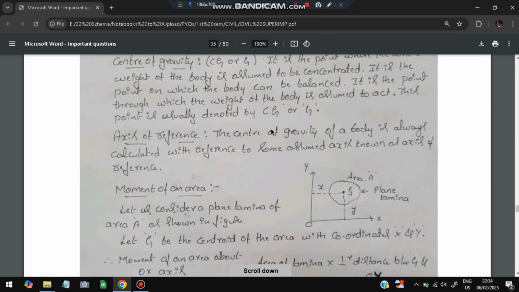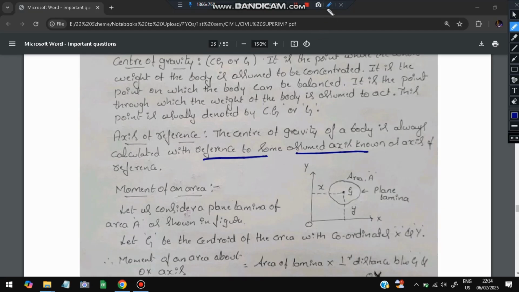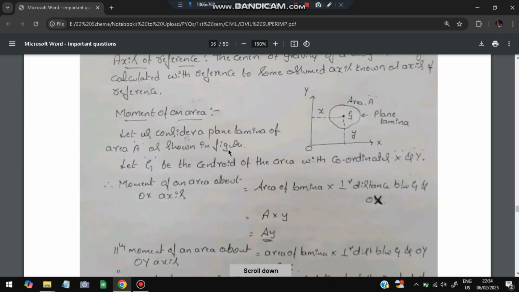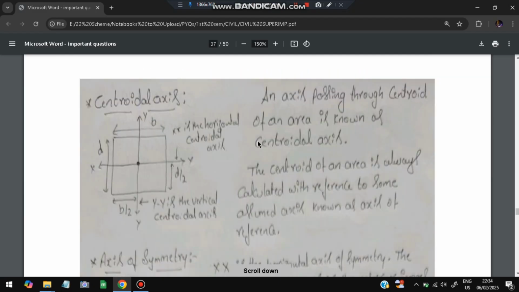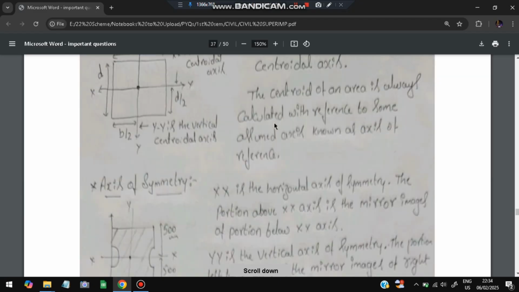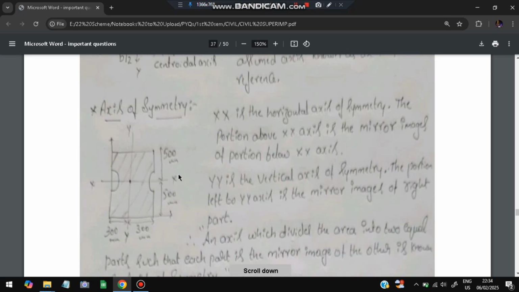What is the axis of reference? The center of gravity of bodies is always calculated with reference to some assumed axis known as the axis of reference. Next is moment of area. Moment of area is nothing but we consider a strip, calculate its area, and then integrate to find the whole area. That is called the moment of an area, the moment of the whole area. Next is centroidal axis. An axis passing through the centroid is called a centroidal axis. And what is axis of symmetry? If we divide an object into two parts and they are symmetrical, that is the axis of symmetry. This is vertical symmetry and this is horizontal symmetry.